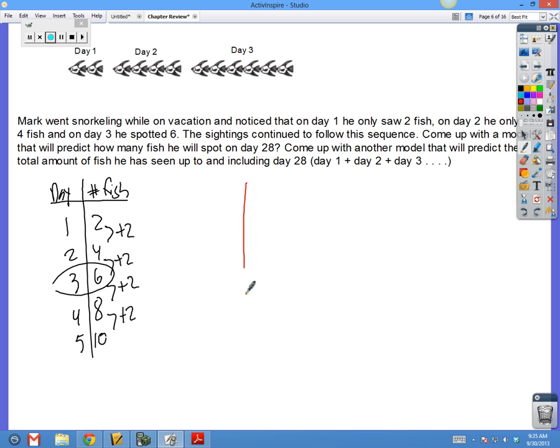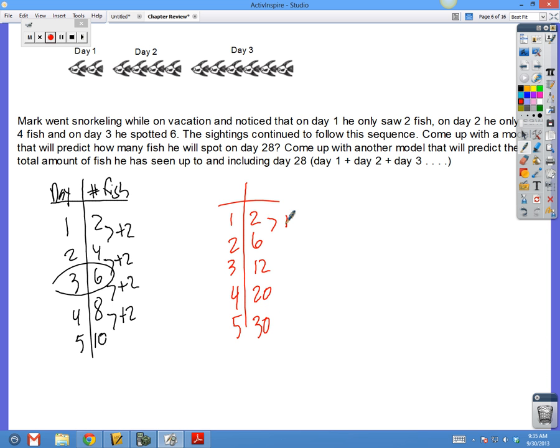So day 1 he's going to see 2, but day 2 he's going to see 6, because 4 plus 2. Day 3 he's gonna see 12. Day 4 he's gonna see 12 plus 8, that's 20. One more. Day 5 he's gonna see 20 plus 10, that's 30.